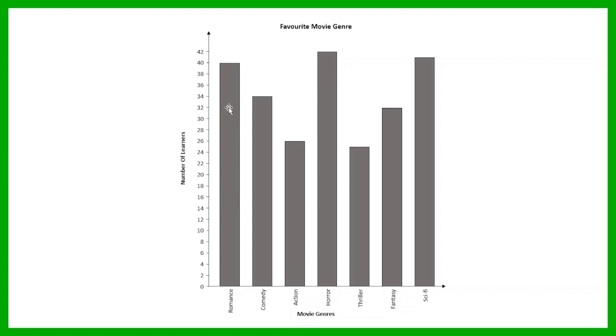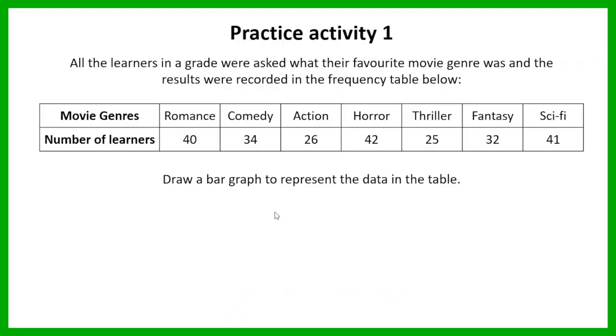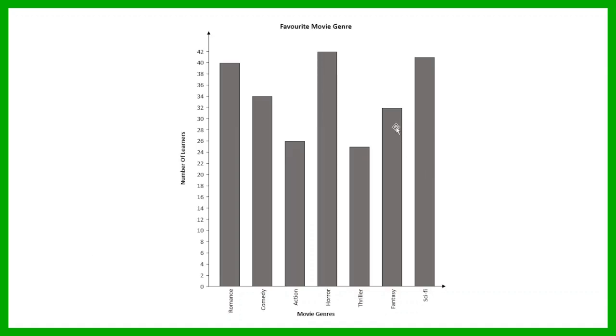So romance goes up to 40 over there, comedy goes up to 34, action goes up to 26, horror goes up to 42, thriller goes up to 25, I think it was, fantasy goes up to 33, or 32, sorry. So over here, this was 32. It's a little bit difficult to see on the screen. And sci-fi goes up to 41. So that is what your graph should look like.